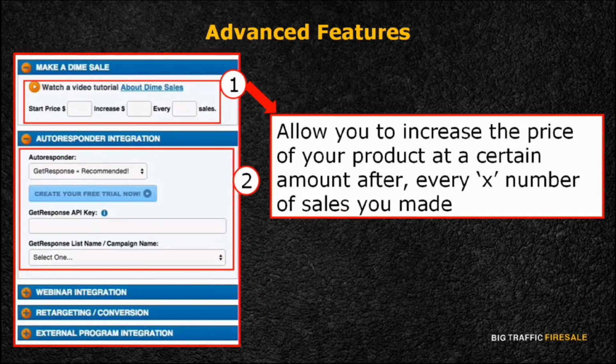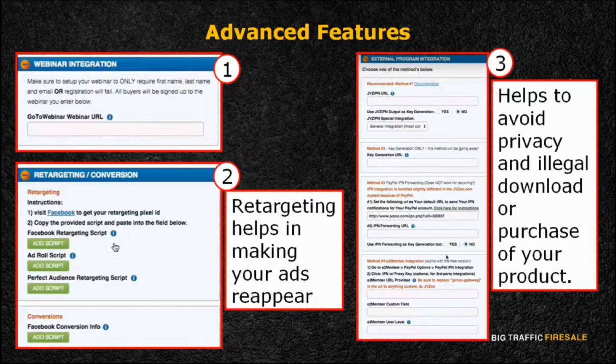Next is the Autoresponder integration box. Remember the Get Response account. This is where your automated respond service will send emails to your subscribers and followers. If you have a webinar integration, simply copy and paste your webinar URL from your website in the space provided. Additionally, retargeting conversion allows you to steer your visitors back to your page. Retargeting helps in making your ads reappear while your previous visitors who didn't purchase anything from you surf the internet.